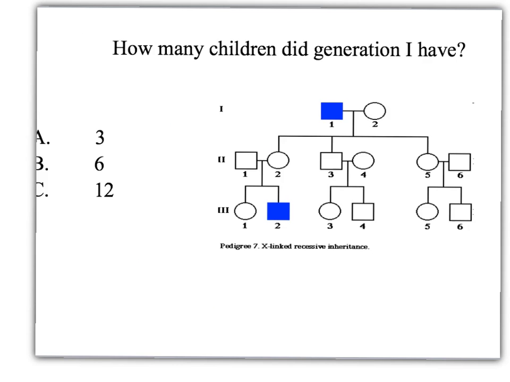Okay, next question. How many children did generation 1 have? Let's look at this pedigree. Right here is generation 1. They're mated. We follow the line down. So they have 1, 2, and 3. I want you to make sure you don't think that these are their offspring. These are the spouses. These two are married, these two are married, these two are married. So we only have 3 offspring.